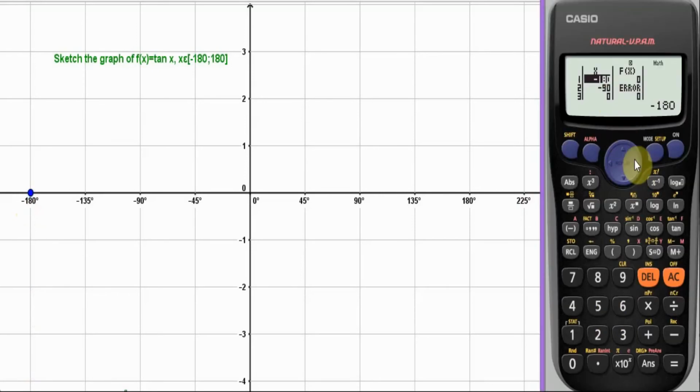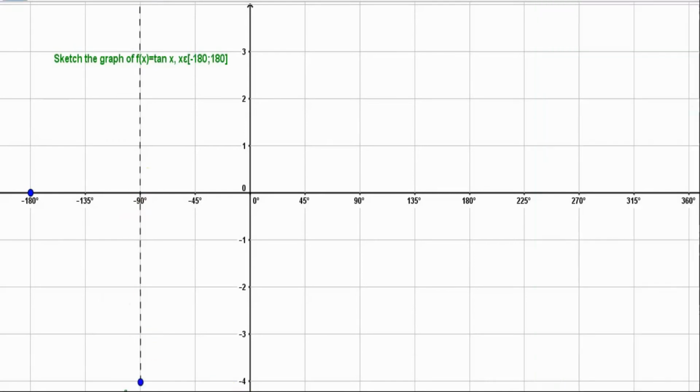What is the number or the coordinate for minus 90? Look at that. It is error. So we must realize that it is an asymptote. Okay. So at minus 90, we need an asymptote. So we are going to draw at minus 90 an asymptote. Look at the asymptote drawn in dotted lines. Okay. You must have that one.